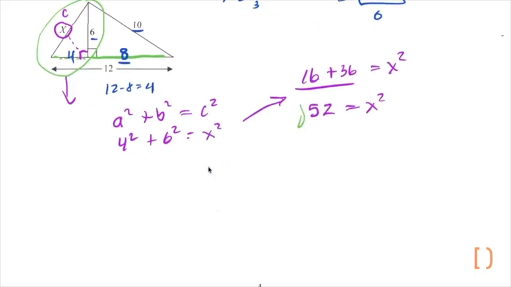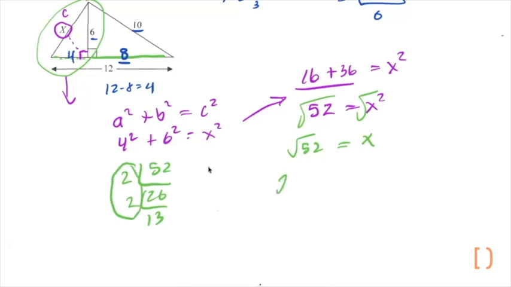Square root both sides. And again, we want to simplify this if we can. When I look at it, divided by 2, I get 26. Divided by 2, I get 13. 13 is prime, can't go any further. So the pair of 2s, those come out. The 13 is left inside. There we go. That's the video.